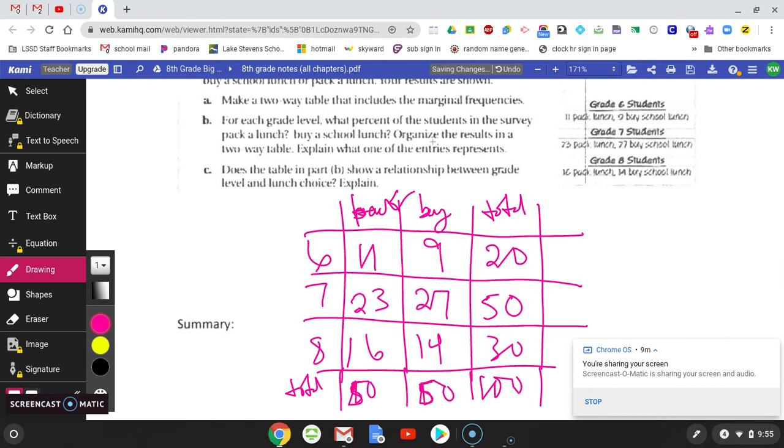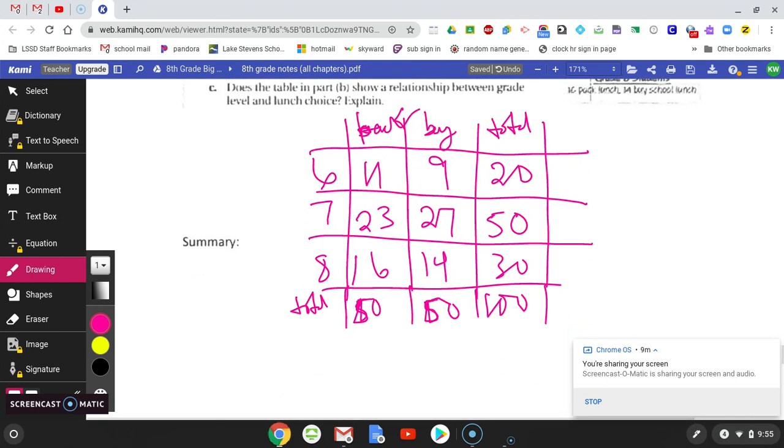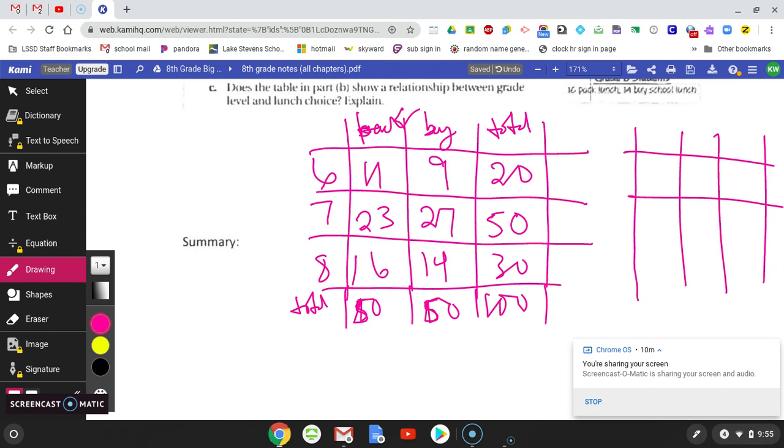For each grade level, what percent of the students in the survey pack a lunch or buy a lunch? So we're going to make a separate table because it says to organize it in a table. And it'll look exactly the same as this one. We'll have 6th, 7th, and 8th and our totals. We'll have pack, and we'll have buy, and we'll have our total.